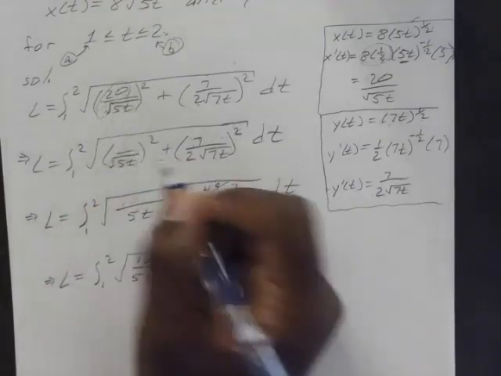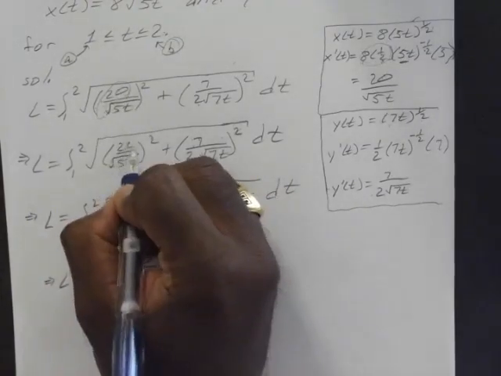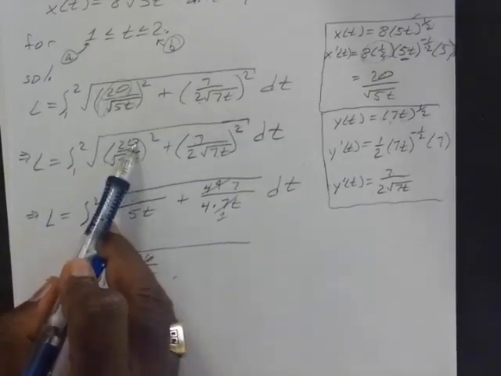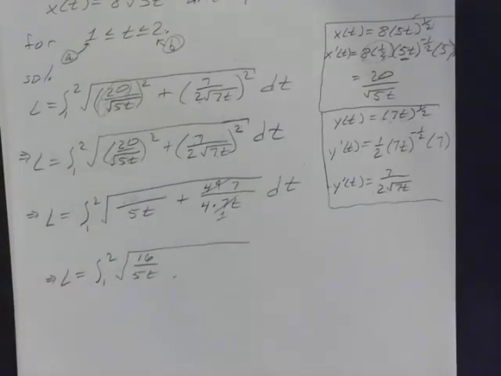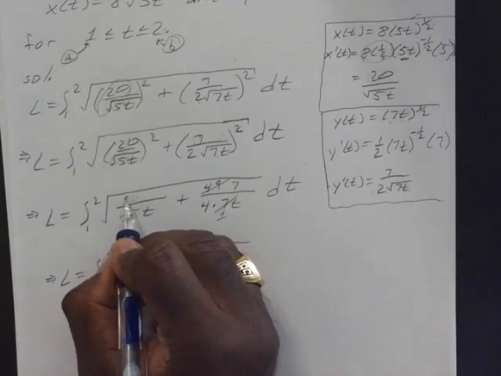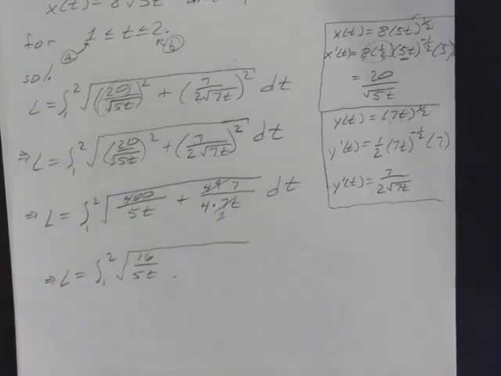So 20 squared is 400. I'll just write 20 here. So 20 squared is 400. I think 20 squared is 400. Let me double check. It should be 400. Yep.